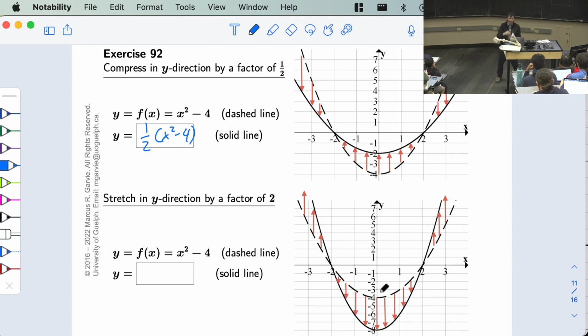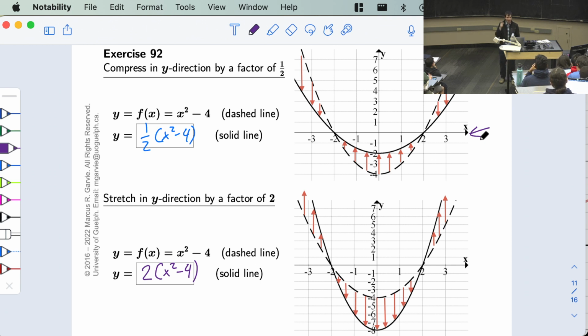What happens when you stretch the graph out? When you stretch the graph out, that is taking everything further away from the x-axis, and that is just multiplying by 2. So 2 times x squared minus 4. So those are the two vertical directions, stretching and shrinking. And you're really taking y equals 0, the x-axis, and you're pulling away from there or pushing in towards there. Questions or comments about that one?